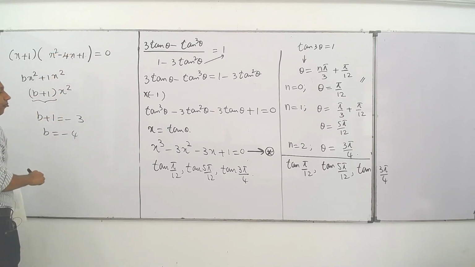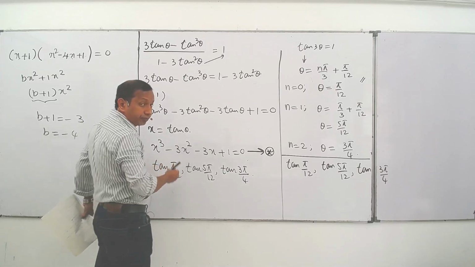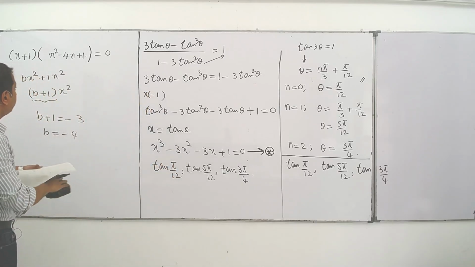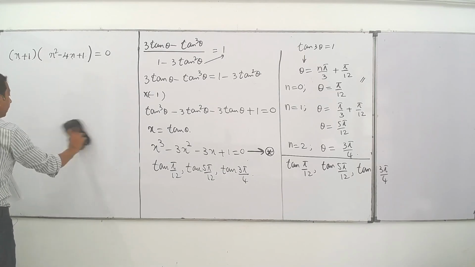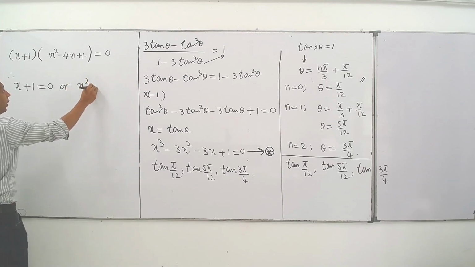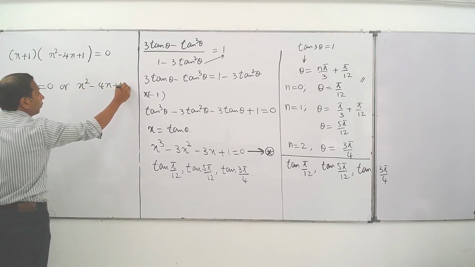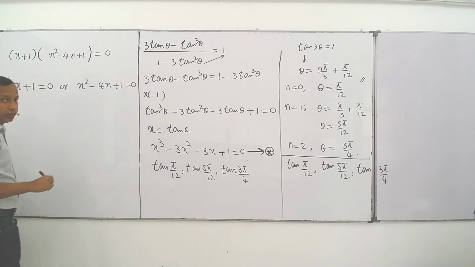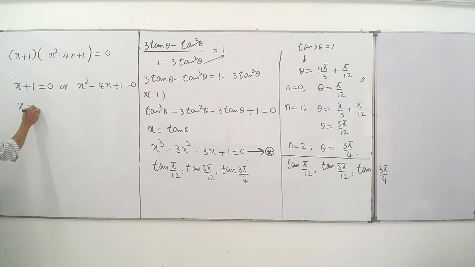Okay, right. Now, we factorize this. Now we can write 3 answers for x. One is coming by this. Therefore, x plus 1 is equal to 0, or x squared minus 4x plus 1 is equal to 0. Right, people? You know, here we get x equals minus 1. Right. But we told, people, x means tan angle, no? Tan angle equals minus 1.